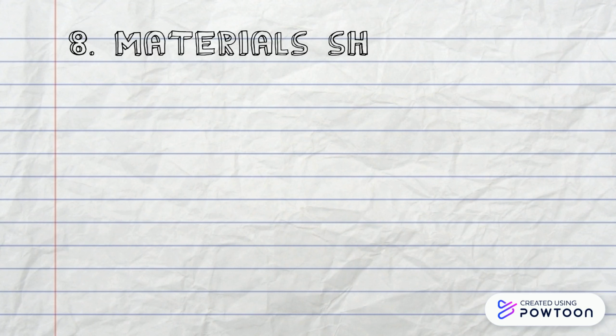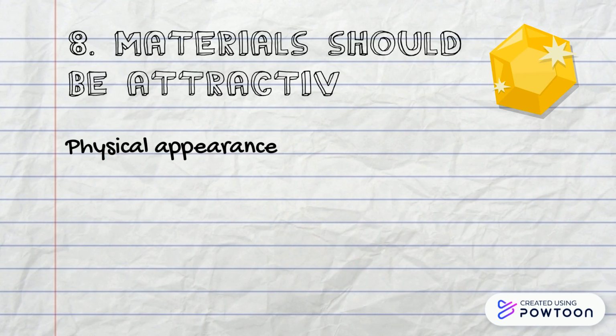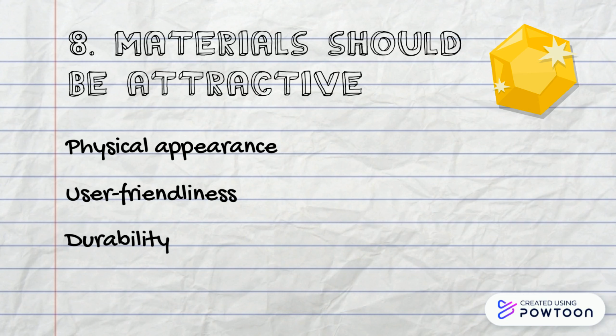Guideline number 8. English language teaching materials should be attractive. In this case, we have to mention 4 criteria: physical appearance, user-friendliness, durability, and the ability to be reproduced.